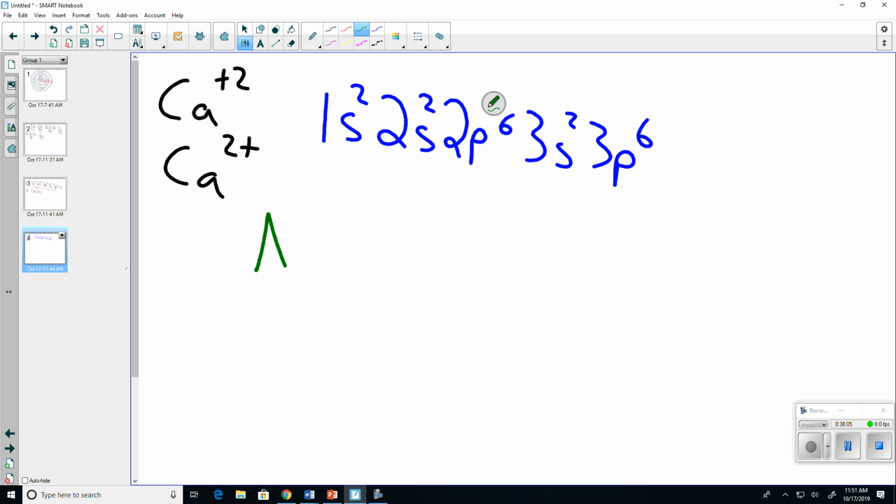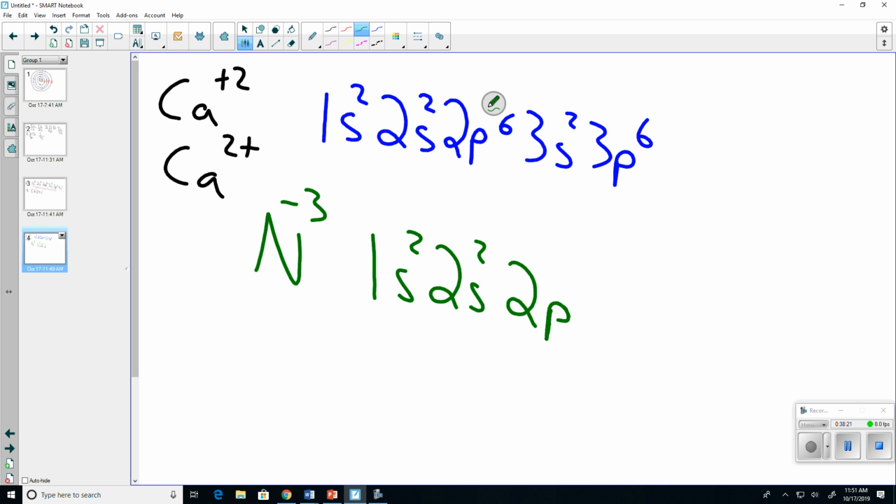Last problem. N-3. Again, if we start by just looking where nitrogen is, nitrogen would be 1s2, 2s2, and 2p3. I don't know if you noticed this or not, but if you add up the superscripts, 2 here, 2 here, 3 here, 2 + 2 + 3 is 7. Just like nitrogen is element 7 when it's neutral. That shows the number of electrons.